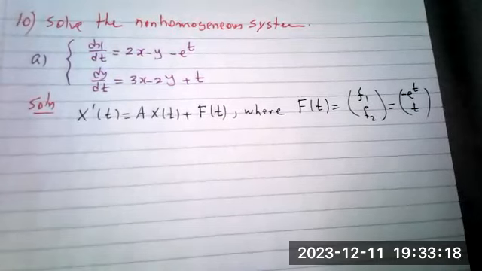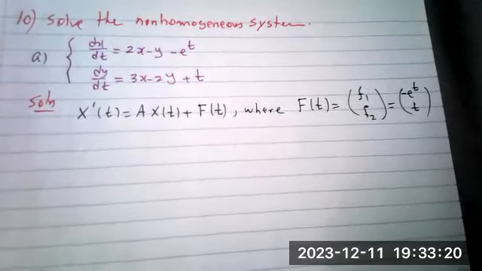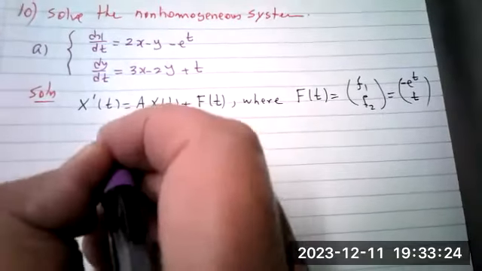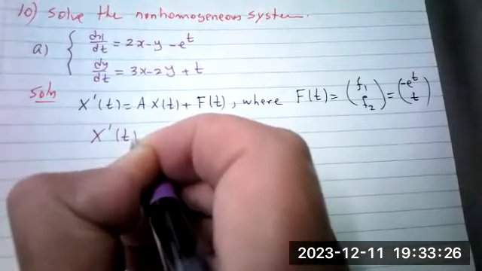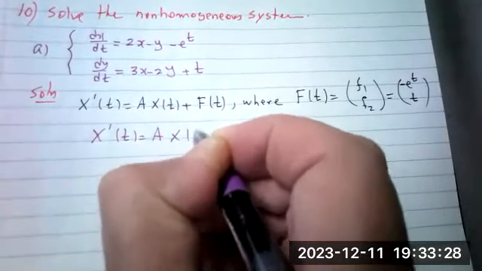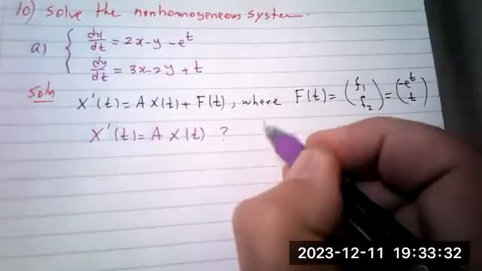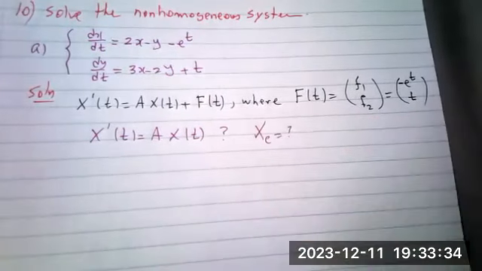Now, first, you have to solve the homogeneous one. There is no way to escape that one. So let's solve the homogeneous one first. Okay, x prime of t equals A times x of t, the homogeneous one. So we look for the x of c.